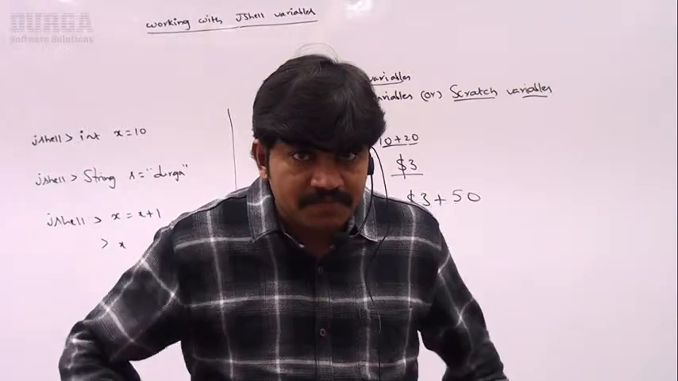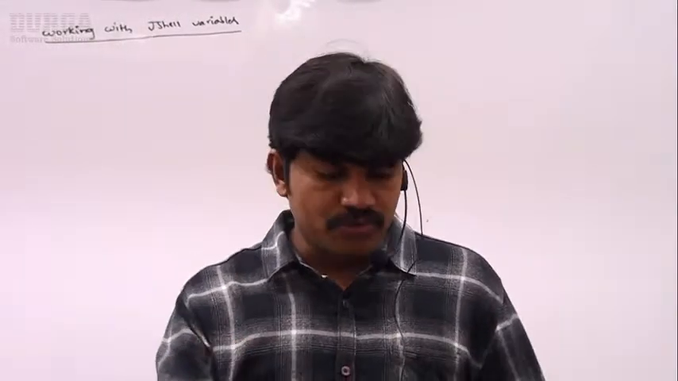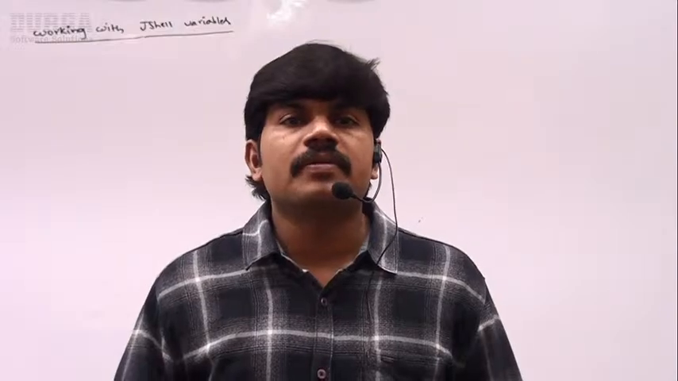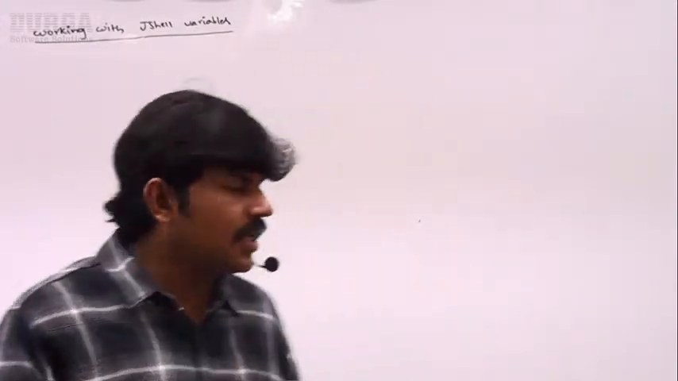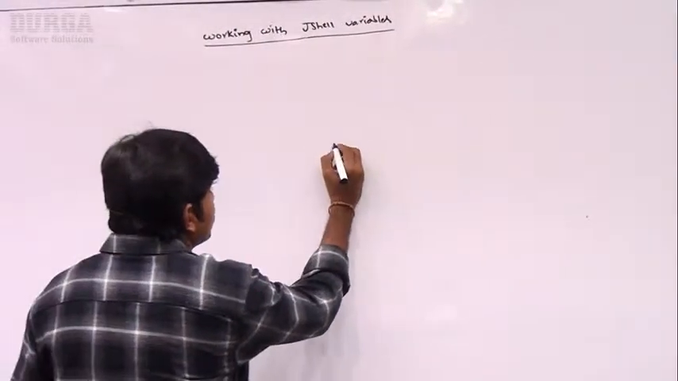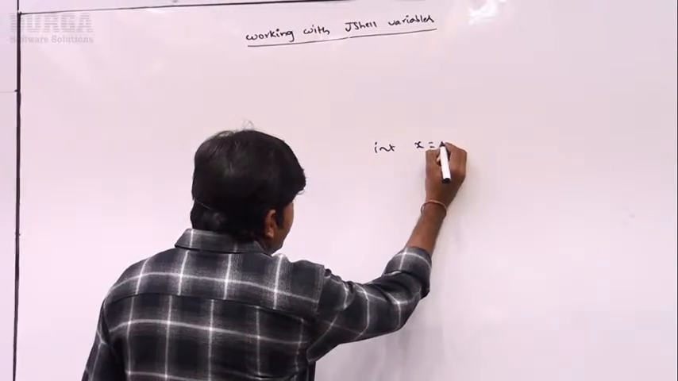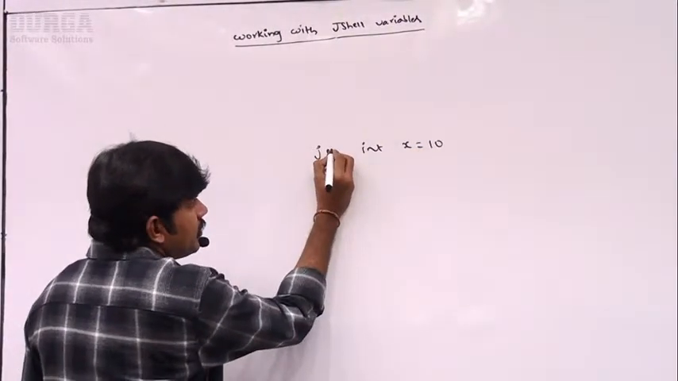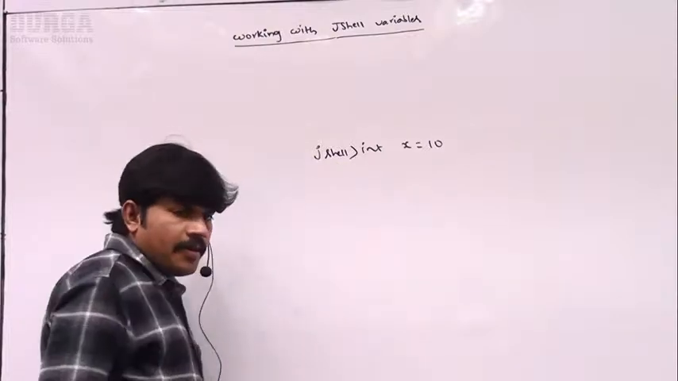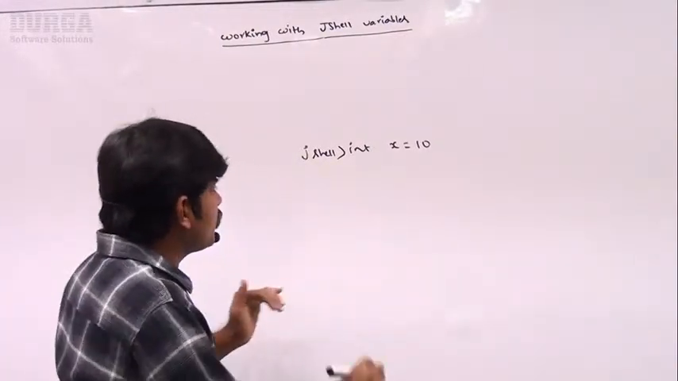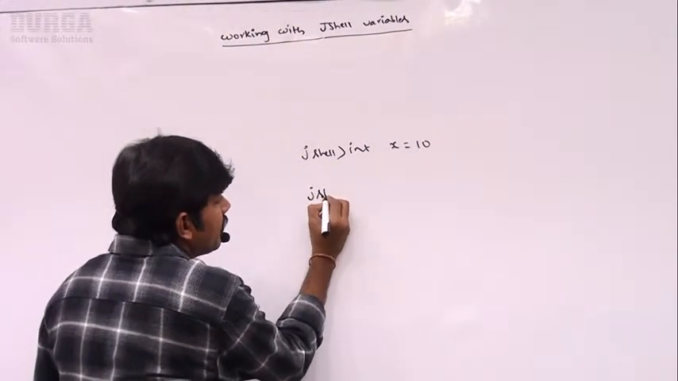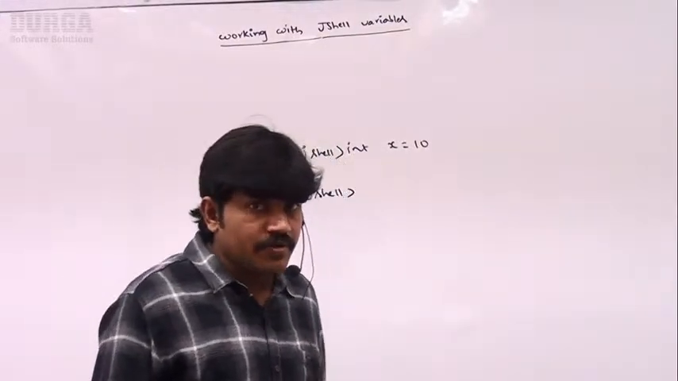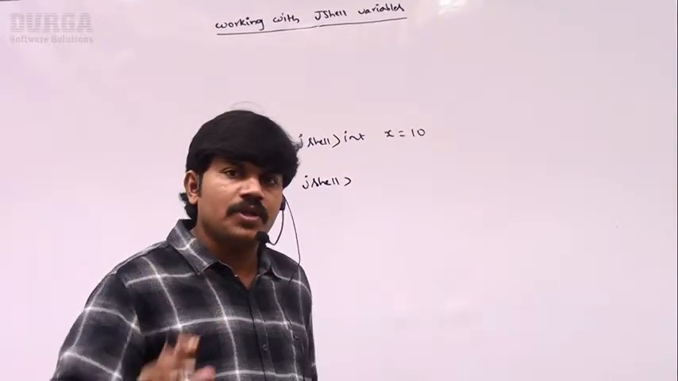Clear up to this? Now I have a small doubt, sir. I declared one variable of int type with some value: int x is equal to 10. I declared this variable in JShell. Now, is it possible to declare another variable with the same name in JShell, or not?